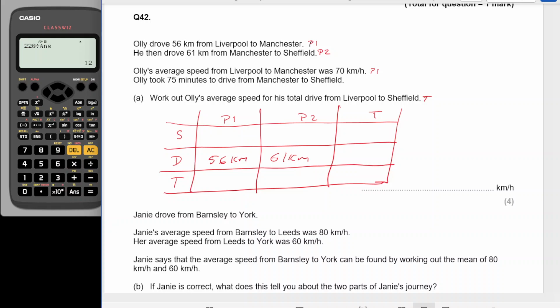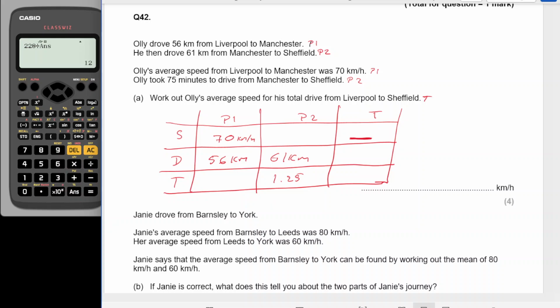So 70 was my speed, and the time Ollie took to drive from Manchester to Sheffield, that's part 2, is 75 minutes, which is 1 1/4 hours. So 1 hour and 15 is 1 1/4 hours. So that's 70 kilometers per hour. And we want to work out the average speed. So we want the average speed, we want this value here.